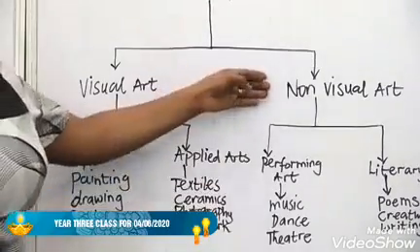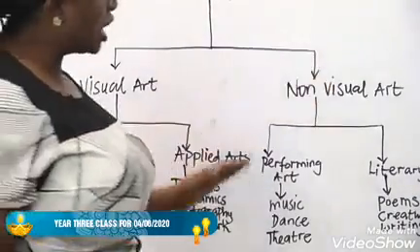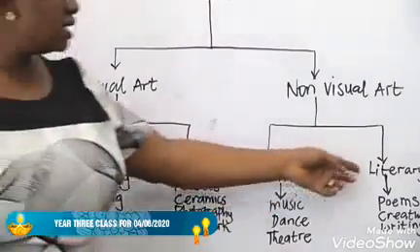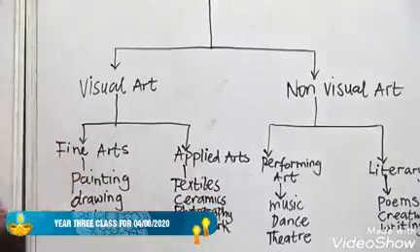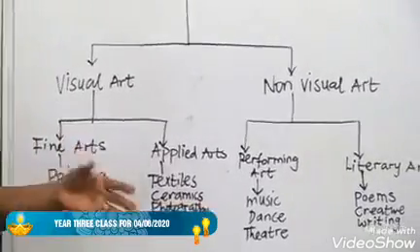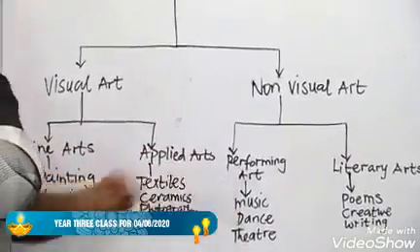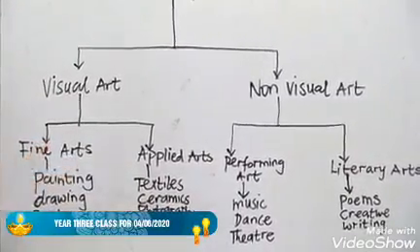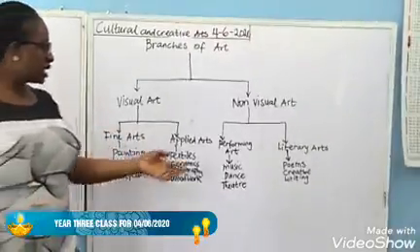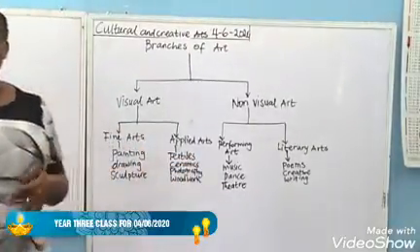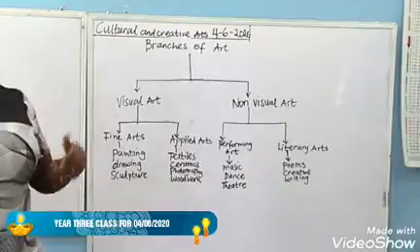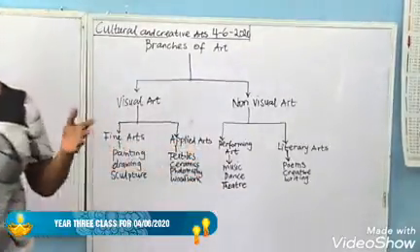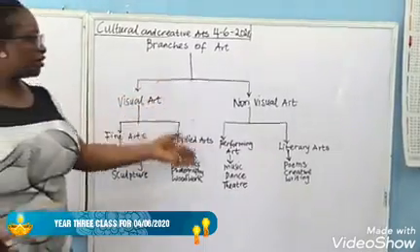Then we'll now move to the non-visual arts. Under our non-visual arts, we have two main branches of art. We have the performing arts and the literary arts. The performing arts are the art that you do by yourself. For instance, under performing arts, we have music. Music has to do with songs, singing, rhymes, and all of that. Dance has to do with performances, dancing to the music that is being played or doing a dance drama. Then theater has to do with dramas that are done in our theater houses. All these come under performing arts.